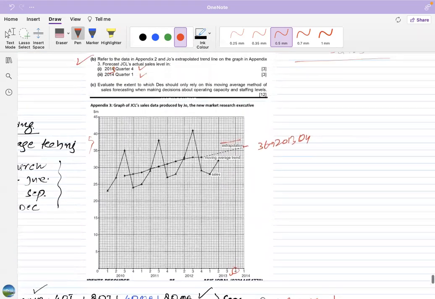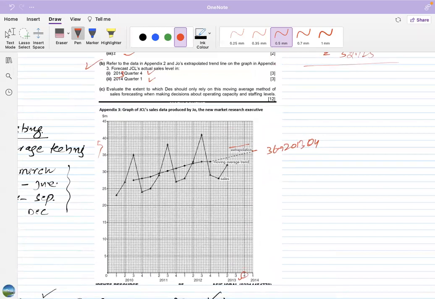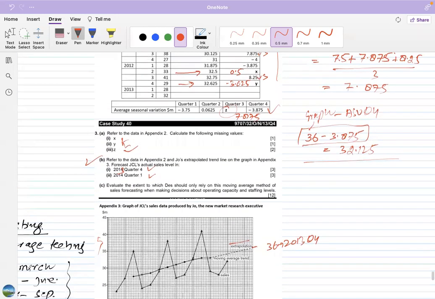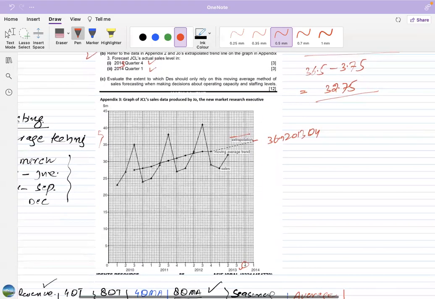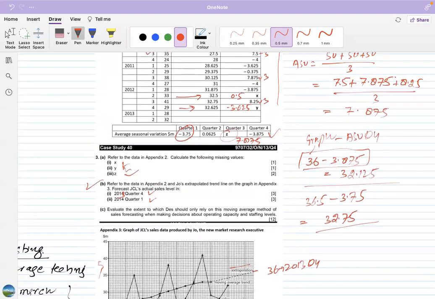The 2014 quarter 1 value, we should take it from the graph. That is almost 36.5. That is graph value 36.5. We adjust it by the quarter 1 average seasonal variation. That is minus 3.75. The answer would be 32.75. So these are the two required calculations from the graph, and we can do it in this way.